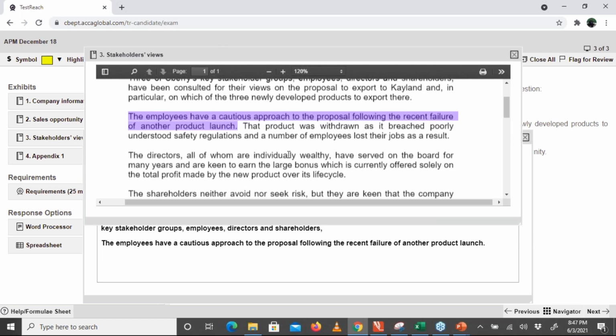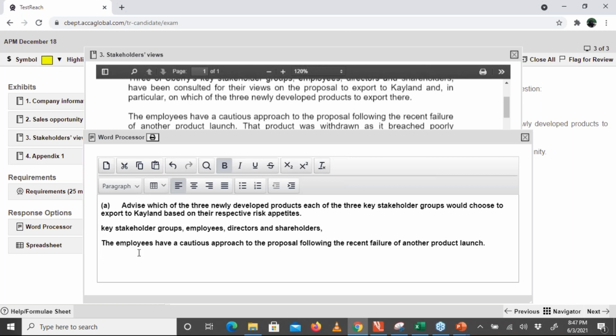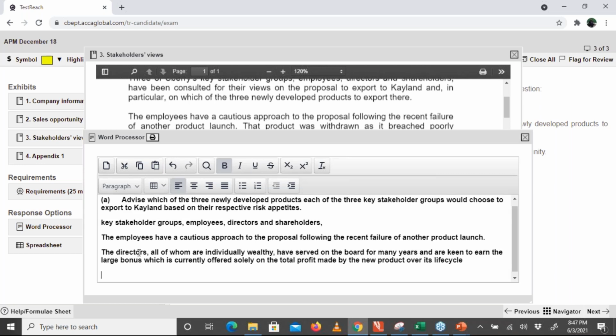The directors, all of whom are individually wealthy, have served on the board for many years and are keen to earn a large bonus, which is currently offered solely on the total profit made by the product over its life cycle. So the directors are actually hungry for the profits. Why are they hungry for the profits? Because, I repeat, these directors have earned a significant amount of profit.